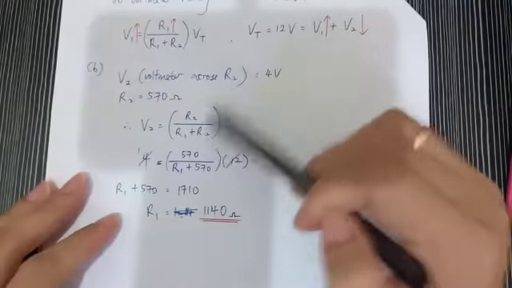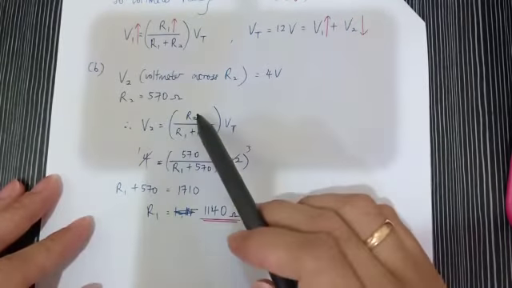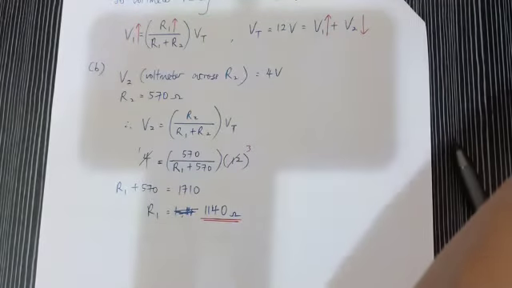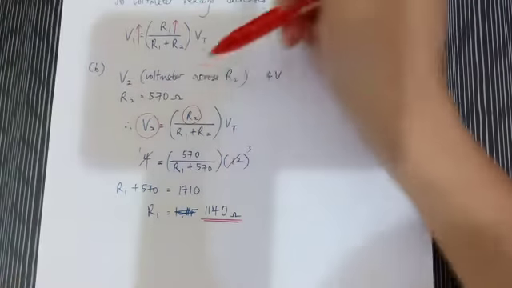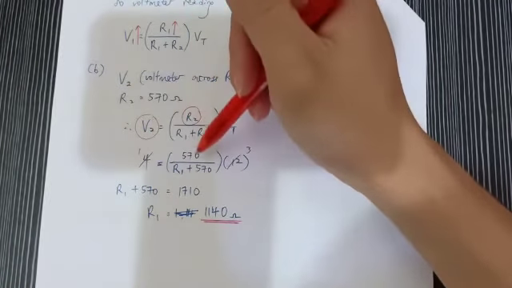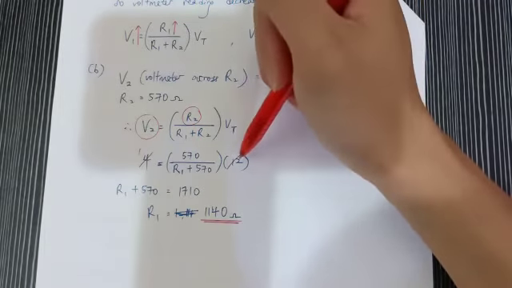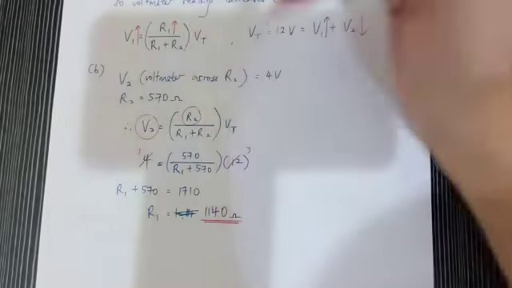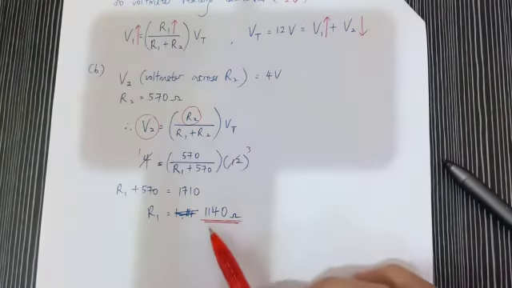Just use the potential divider equation. So V2 equals R2 over total resistance times V total. Remember, when this is V2, then this one must be R2. V2 is 4 volt, R2 is 570. Just substitute R2, and V total is 12. Then you can get R1. Because the question asked for R1, this is the answer.